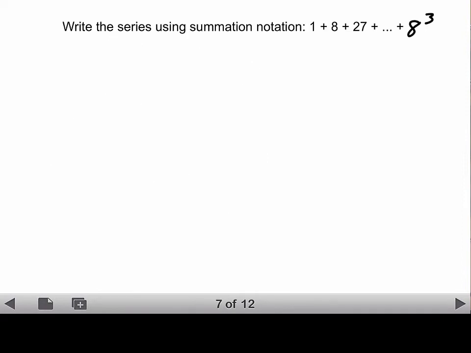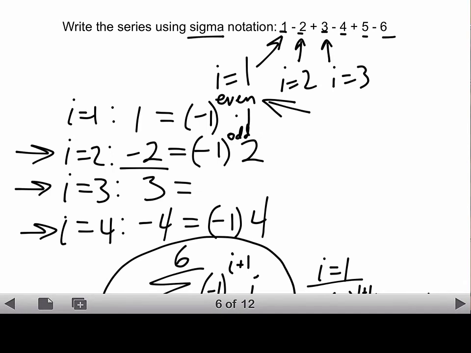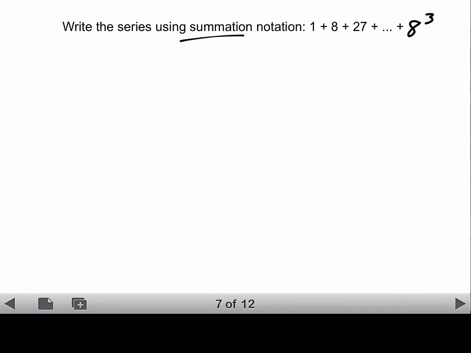Next we're asked to write out a series using summation notation, and the series is 1 plus 8 plus 27 plus dot dot dot plus 8 cubed. Wait a minute, this says summation notation, and the last one said sigma notation. Yeah, they can be used interchangeably. What we need to know is we're going to be using the sum, and I need a starting value. I also need an index variable, and this time I'm going to use j, just for the heck of it.